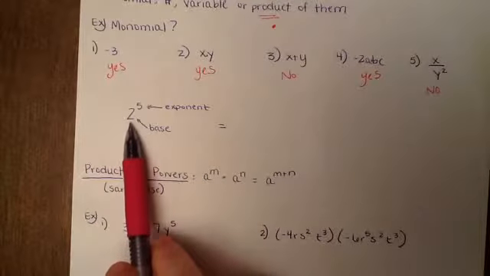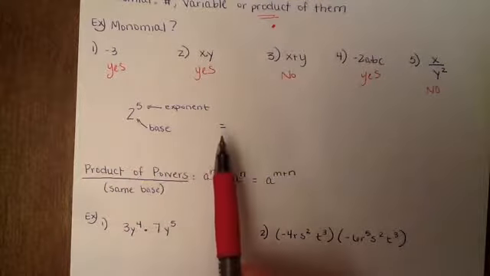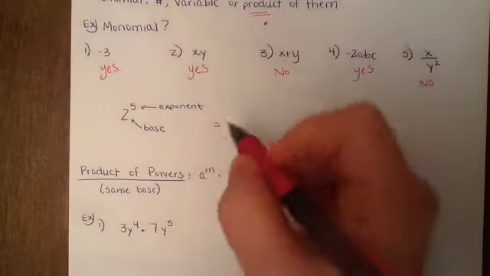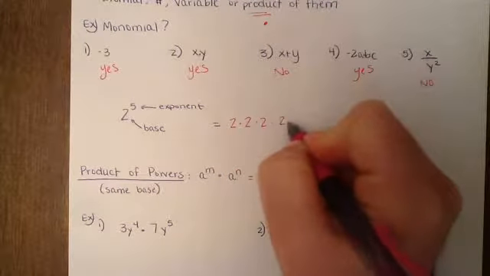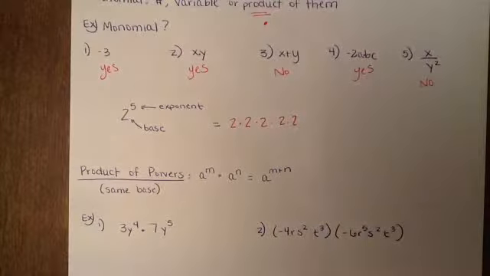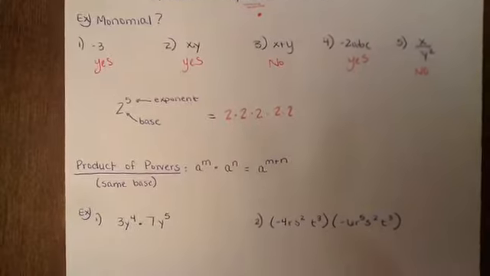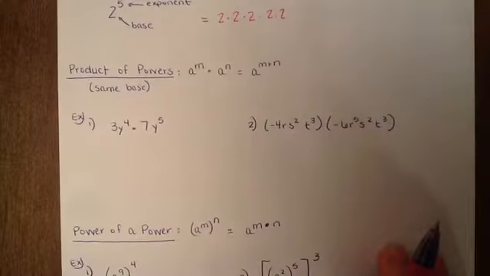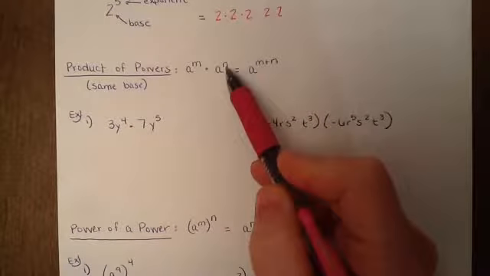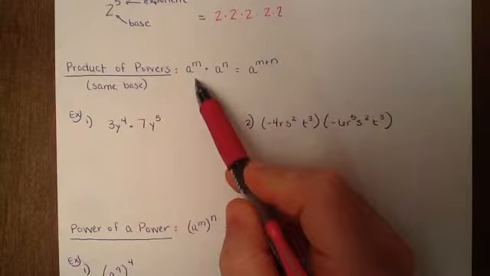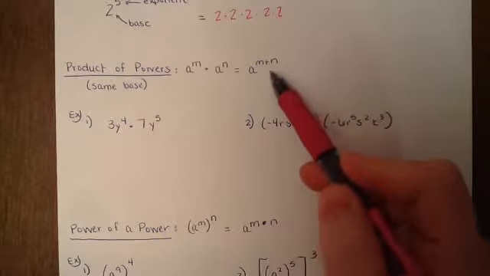Review some exponents. 2 to the 5th, 2 is your base, 5 is your exponent. What does this written out look like? 2 times 2 times 2 times 2 times 2, 5 2's being multiplied together. We're going to use that knowledge for some product of powers. Meaning if we have a to the m times a to the n, you are going to add those exponents.